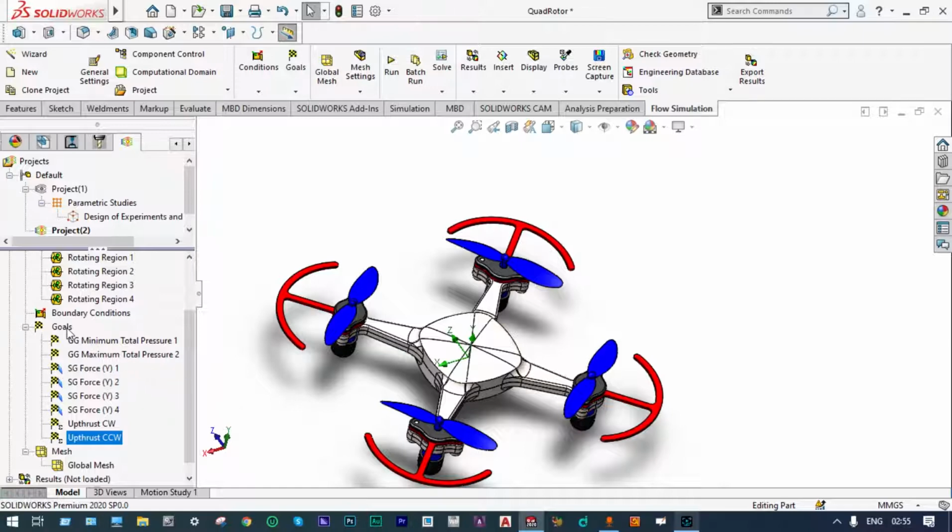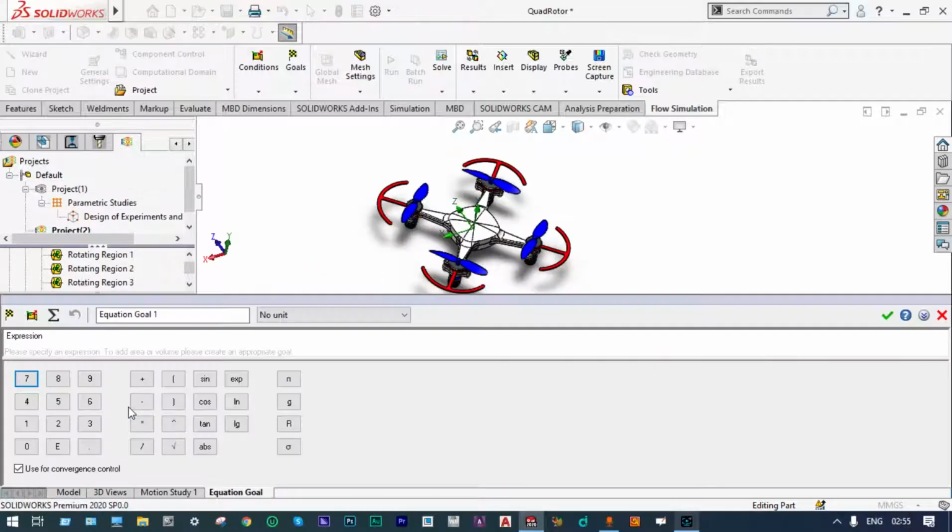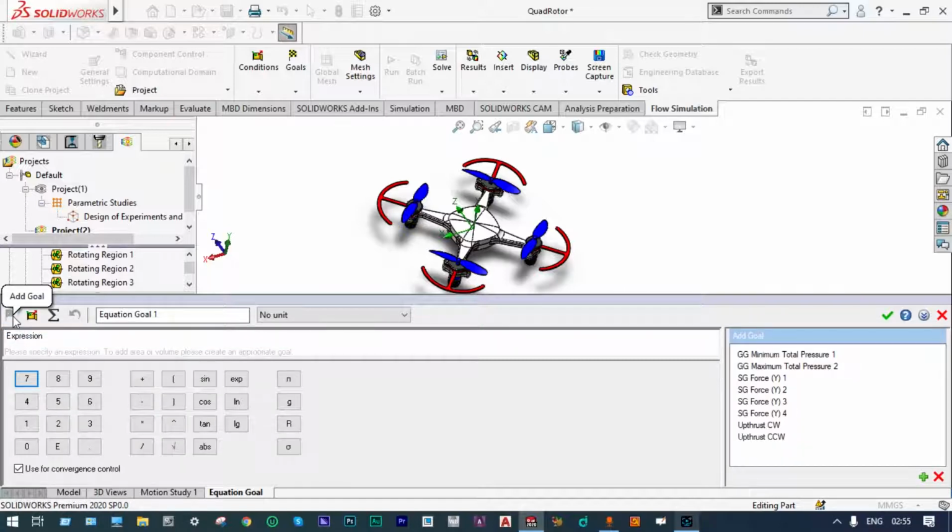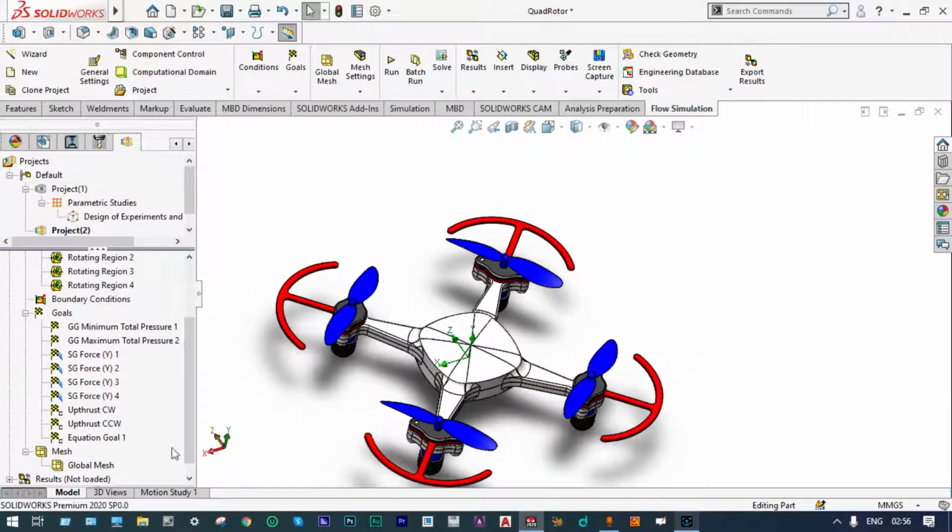Next equation goal will be total upthrust. Insert equation goal. And it will be coming from the pre-decided goals. It will be the addition of clockwise upthrust plus counterclockwise upthrust. Done. And we can rename this one as total upthrust.